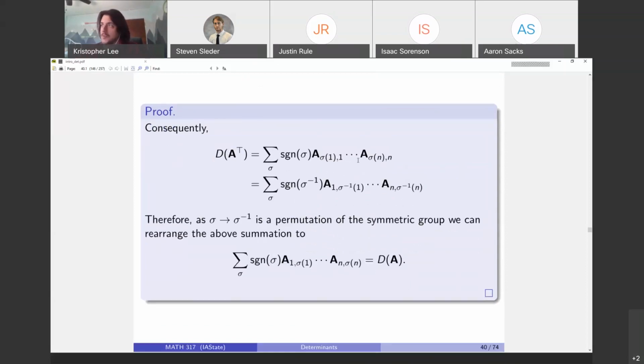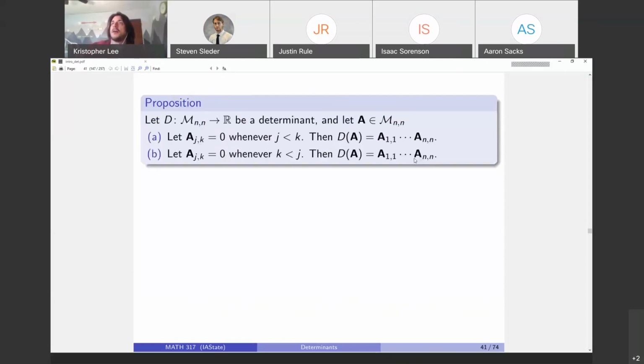Because when you look at the transpose, it swaps the location of the sigmas, and then you just apply sigma inverse, and it all comes out nicely. You're right. So that's the first easy proof using the permutation formula I wanted to include. And now the next one is the following.